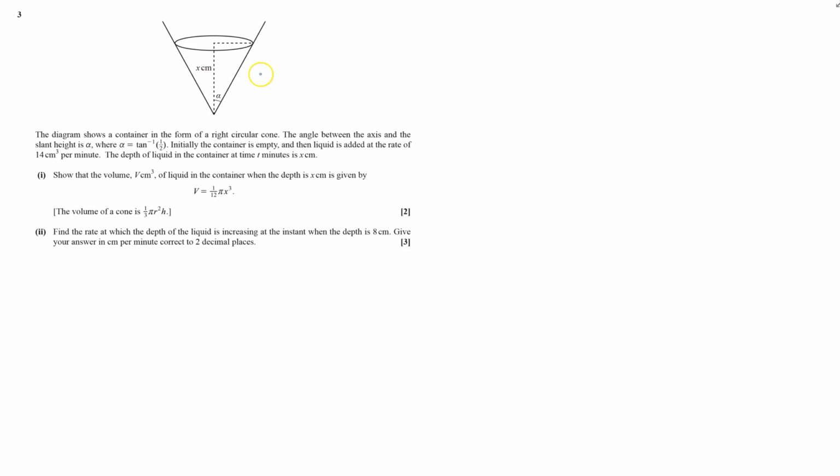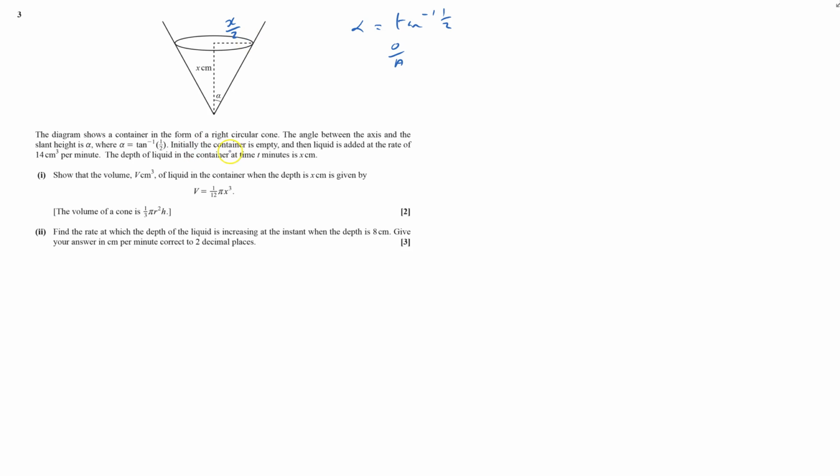So we've got a cone here. The angle between the axis and the slant height is alpha, where alpha equals tan to the minus 1 of a half. That means the opposite over adjacent must be a half. So that's x, and this bit must be x over 2, which is the radius there.